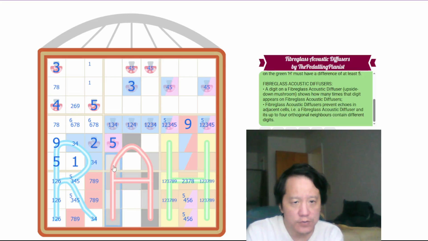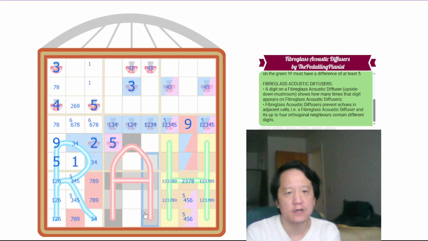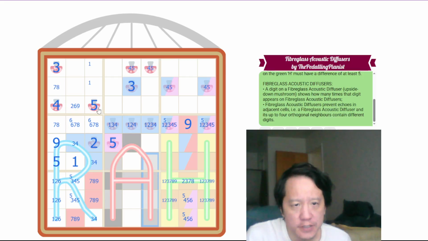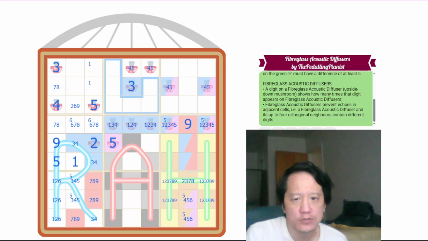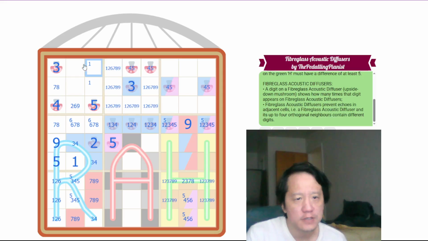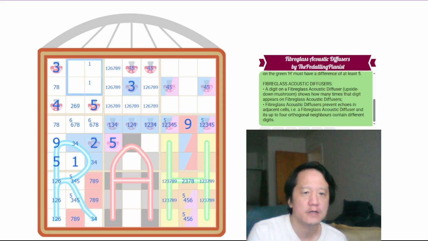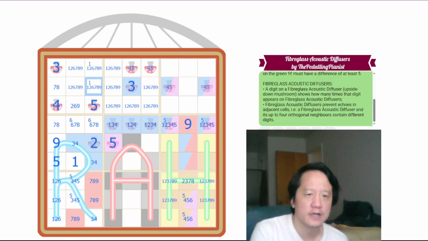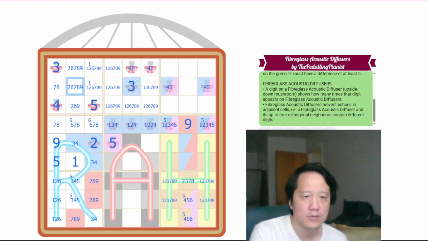We have 2 odds and 2 evens in column 6. What are the remaining digits in box 2? We have 1, 2, 6, 7, 8, 9. Same with box 1: 1, 2, 6, 7, 8, 9. No 1 here, no 1 here. No 2 here, no 2 here.